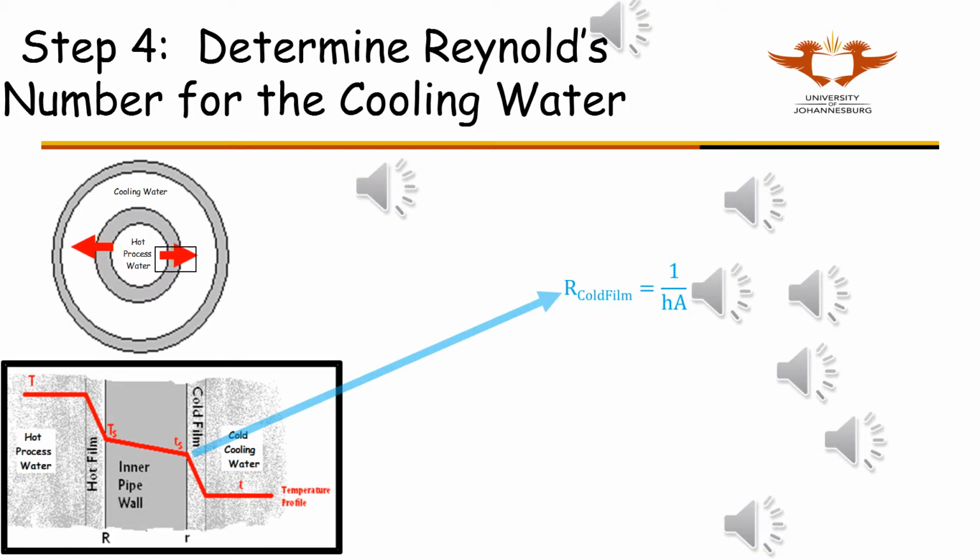To determine the heat transfer coefficient for the cold film, h, you first need to calculate the Reynolds number of the cooling water in the annular space, between the outer and the inner pipe.